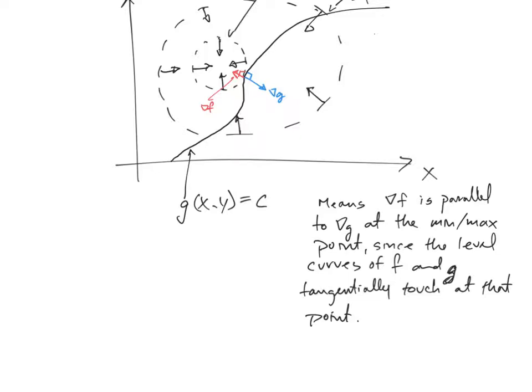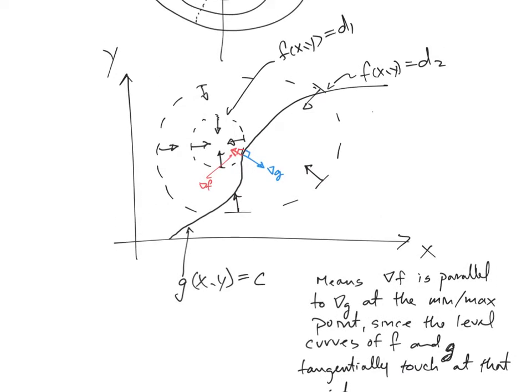Okay? How many level curves of f does g touch tangentially in the figure I drew? I've only drawn two level curves for f, but you could imagine an infinite number of level curves for f there, right? How many of them would g just tangentially touch?